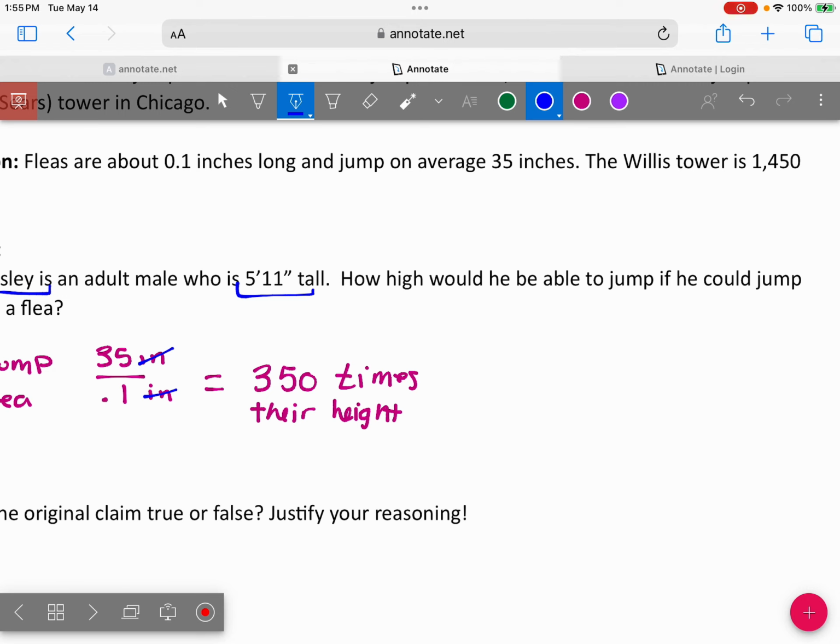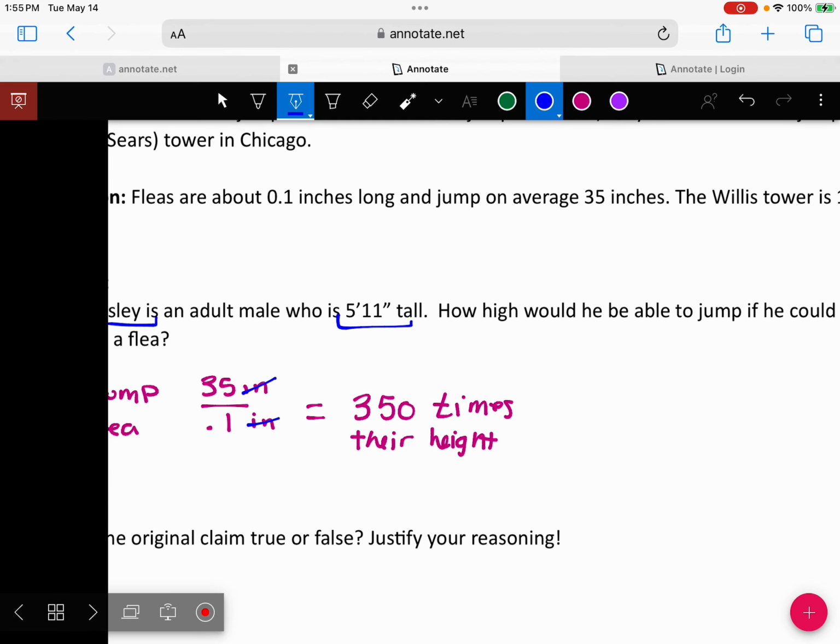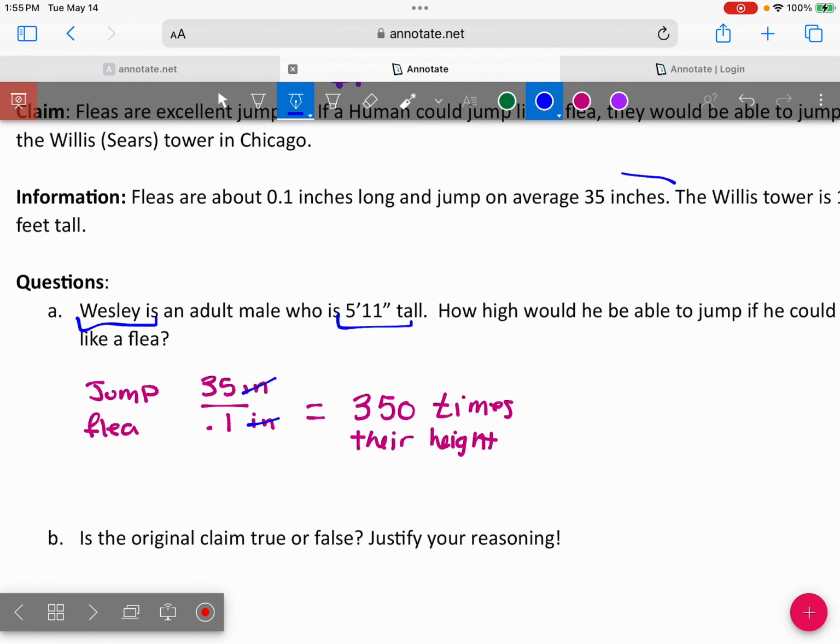All right. So you were not special. What's up? Oh, so how did you get 350? We did 0.3, or we did 35 divided by 0.1. Oh, that's 35? That is a 35. No, that came from this piece up here, from the fleas jump on average 35 inches.